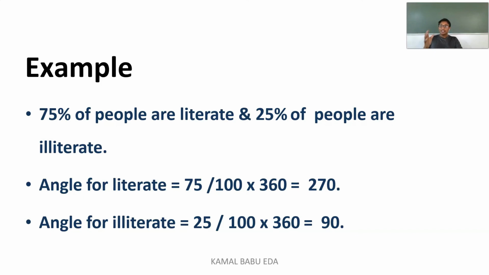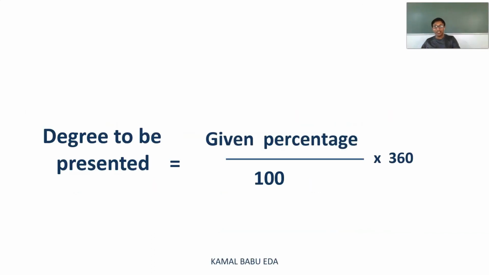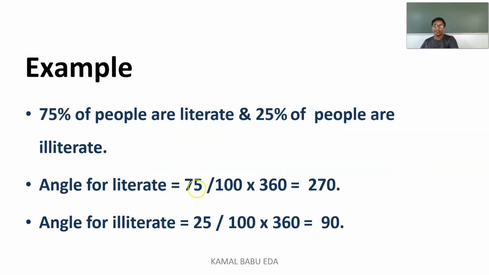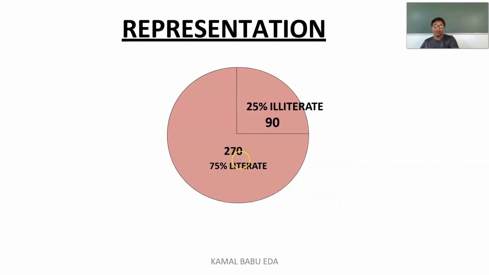For example, 75% of them are literate and 25% of them are illiterate. So the angle for the literate, using the formula, the given percentage is 75%. We divide it by 100 and multiply it by 360. So we get about 270. And the angle for illiterate.